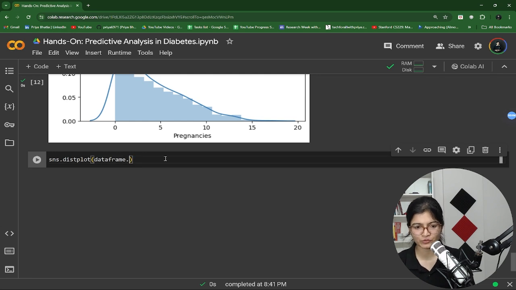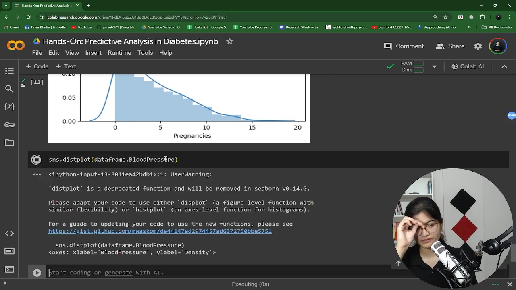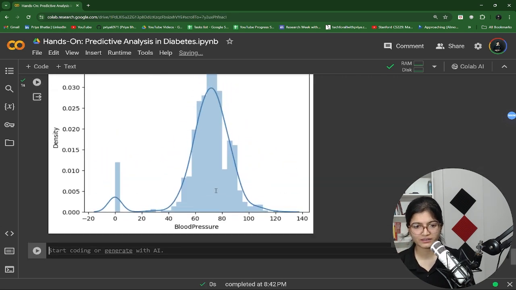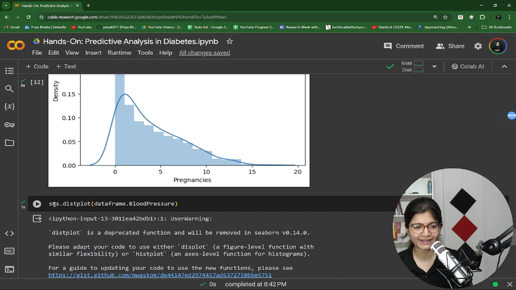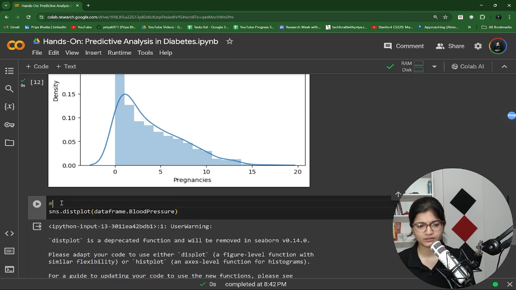For example, data frame dot, let's say we have, I think, BloodPressure also as one of the columns. So we will again check the particular distribution. Again, you can see zeros are there. Can you see? In the graph itself, you will be able to understand. And once you do the imputation of the zeros, automatically this becomes a properly symmetric distribution, which we are seeing here. So definitely we can go here and do the imputation for this BP. We can go with the imputation of the mean.